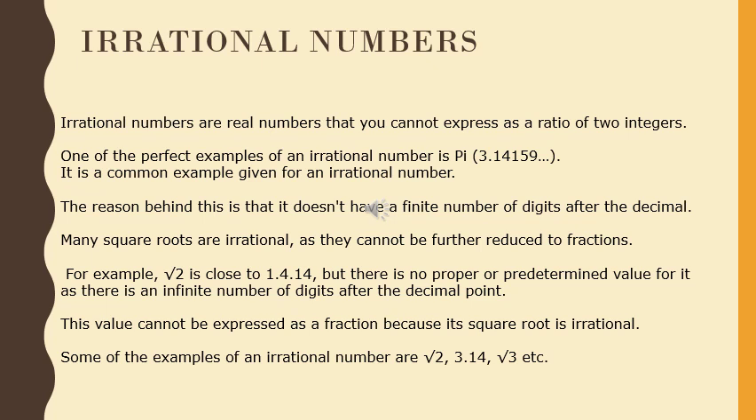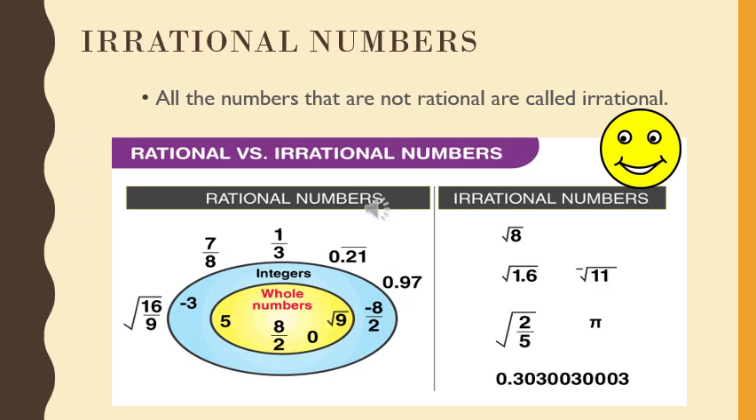Irrational numbers are also a part of real numbers which cannot be represented as the ratio of two integers. One of the common irrational numbers I have explained is pi. The reason is that it does not have a finite number of digits after the decimal. One more example I have here is root 2. When you find the square root, it comes out to be 1.414 and so on. So it also has an infinite number of digits after the decimal. Some examples of irrational numbers are root 2, 3.14, root 3 and so on. Numbers which are not rational are called irrational numbers, and together they form the set of real numbers. So I have shown you here rational numbers as well as irrational numbers.